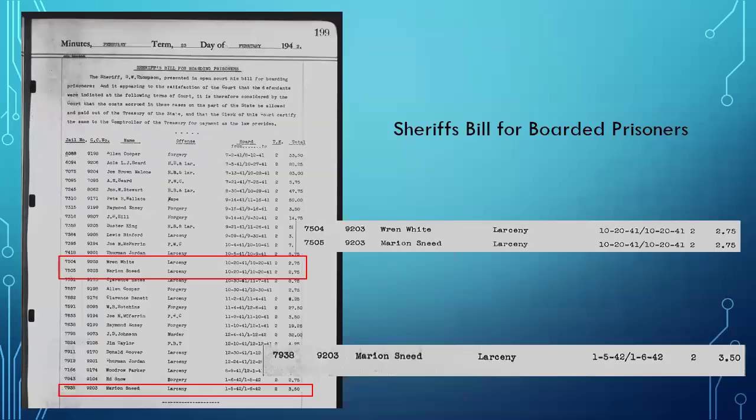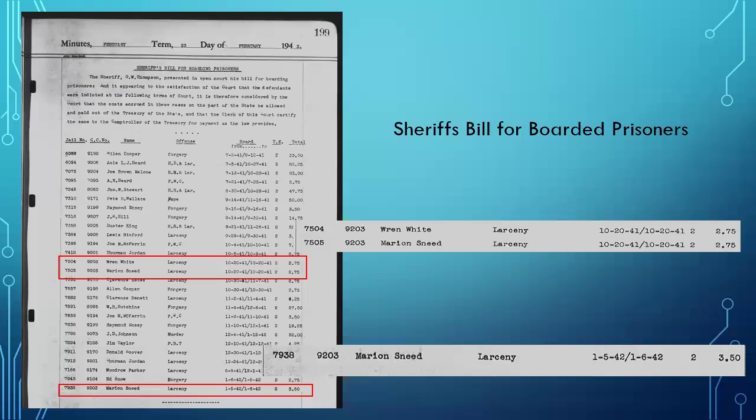And then another record that I also found with the search was the sheriff's bill for boarded prisoners. And there you'll see Ren White and Marion Sneed, and it was 275. Was it 275? Yeah, 275 for the boarding for those dates up there. And then Marion was 350 for those dates from January 5th, 1942 to January 6th, 1942. It was 350. So I was like, wow, just the stuff that you can find with this search, stuff that I hadn't found before.